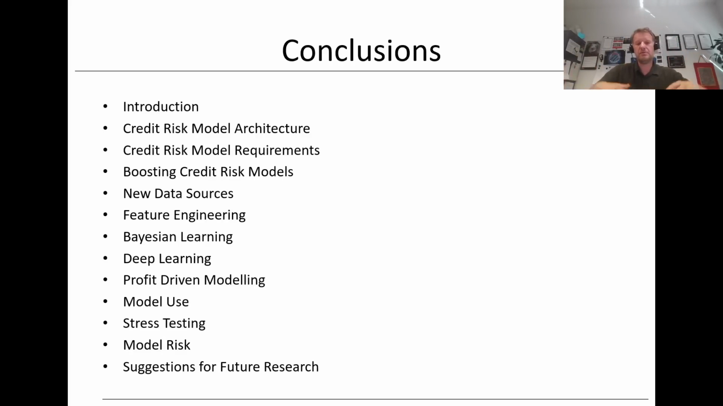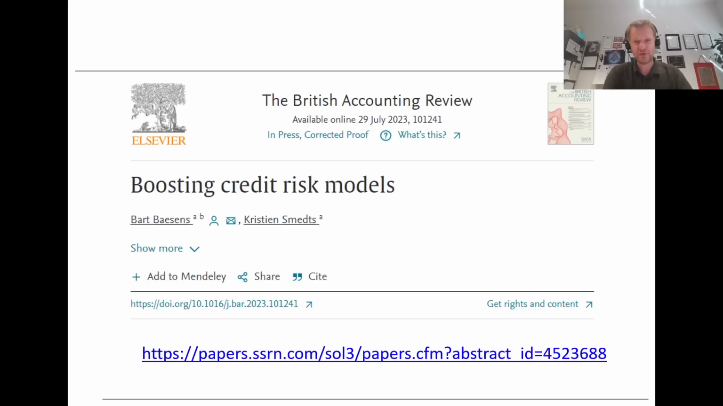We started from an introduction, then discussed the credit risk model architecture and the model requirements like statistical accuracy, interpretability, ecological footprint, regulatory compliance, profitability. We looked at how you can boost credit risk models by leveraging new data sources, by doing better feature engineering. And we looked at the modeling itself, discussed Bayesian learning, deep learning, discussed profit-driven modeling, profit-driven measures, which can be used for model evaluation, selection, or building, model use, stress testing, model risk, and ended up with some very exciting conclusions for future research.